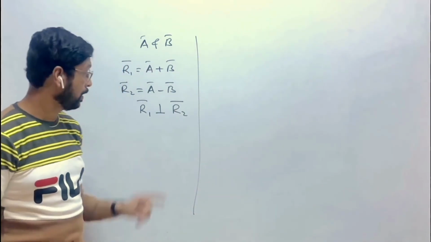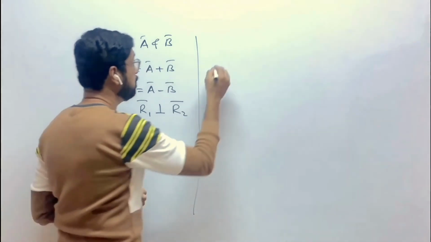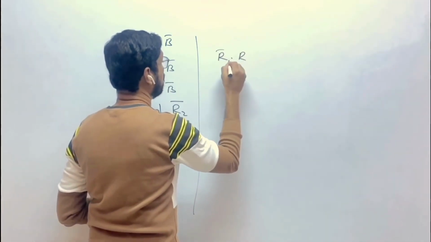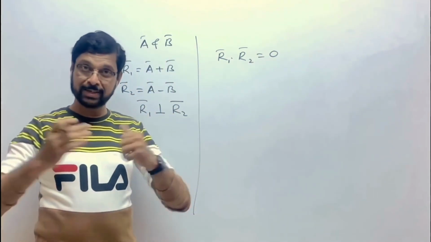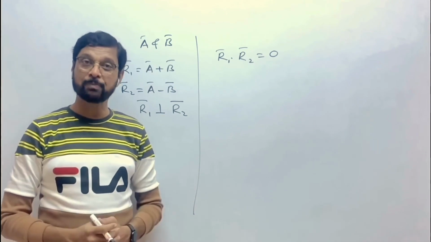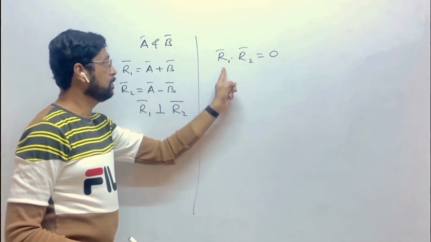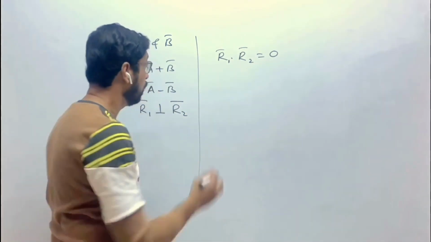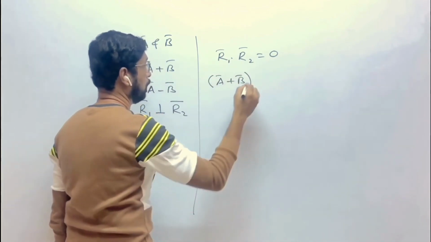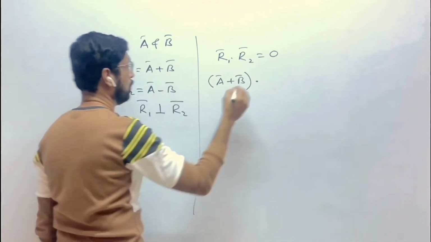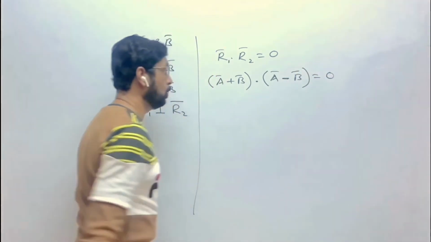So R1 and R2 are perpendicular to each other means that R1 dot R2 is equal to 0. Two vectors are perpendicular to each other means their dot product is equal to 0. So these two are perpendicular means their dot product is equal to 0. Now what is R1? A plus B dot. What is R2? A minus B is equal to 0.